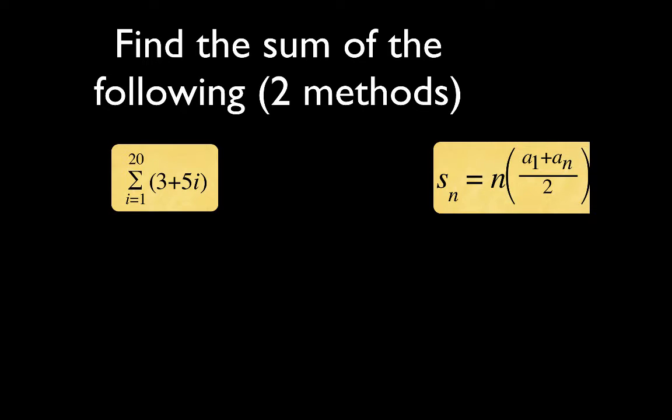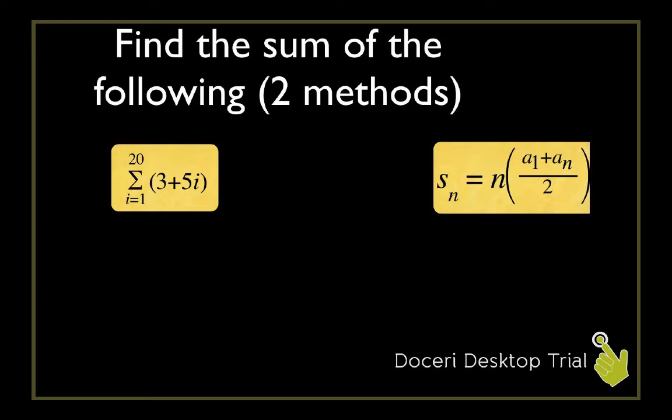All right, so let's find the sum of this sequence here. What this is saying is add up the first 20 terms, so from term 1 up to term 20. And here's the rule, so I'll write that. There's two ways that you can do this. You can do this either with the formula or in the calculator. I'll show you the formula first, and then I'll show you the calculator.